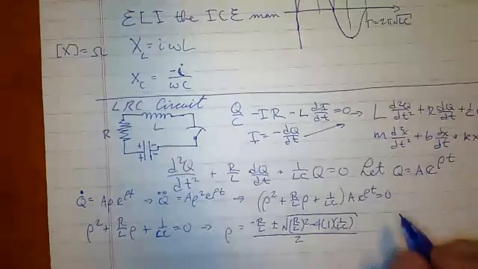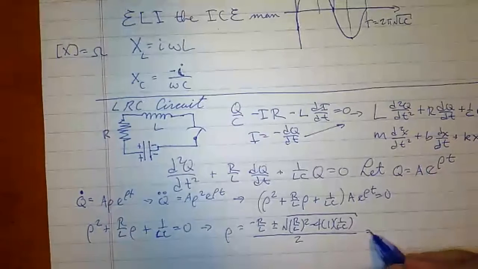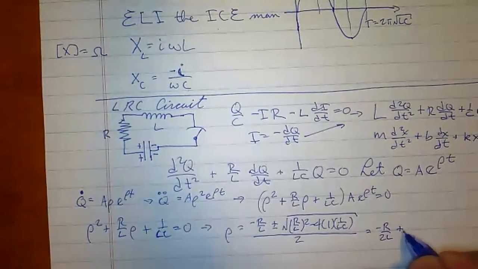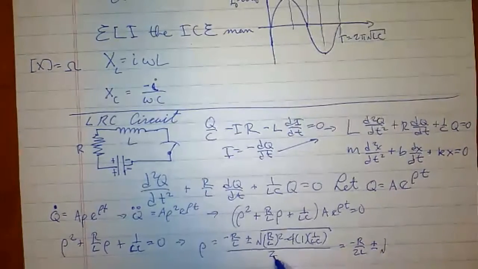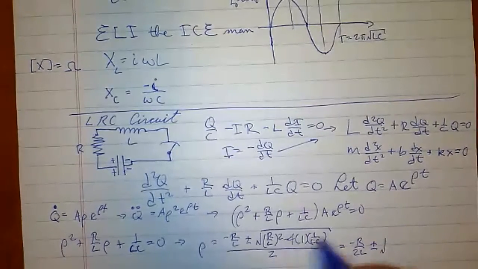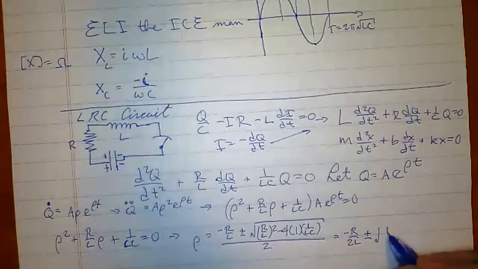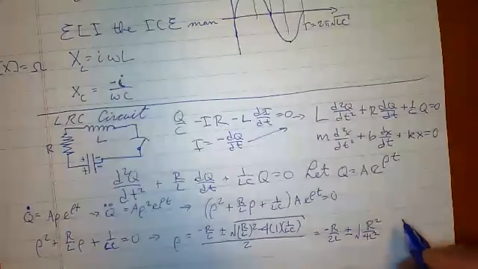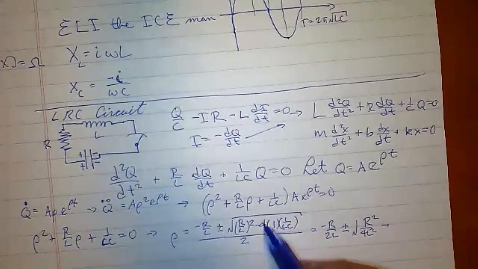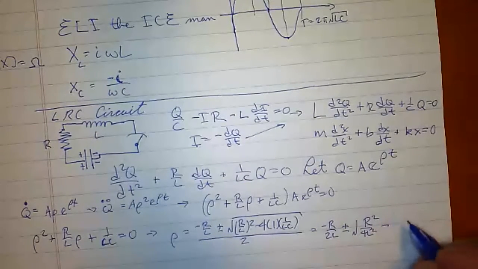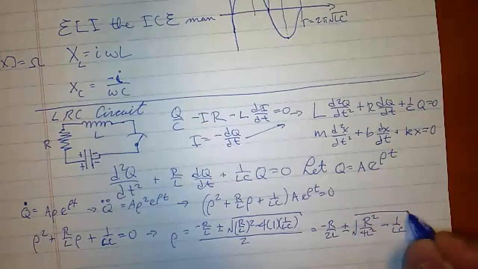So this breaks itself up into some very natural points. It's going to be negative r over 2l plus or minus the square root. Now I'm going to suck that 2 inside by squaring it, so it's r squared over 4l squared minus, and when the 4 goes over here, it cancels out with this 4, so this is just going to be minus 1 over LC.